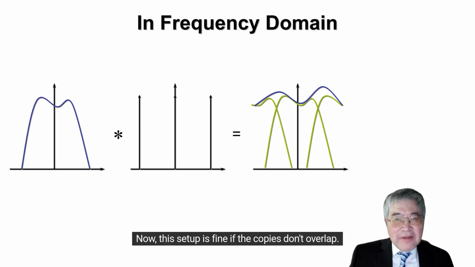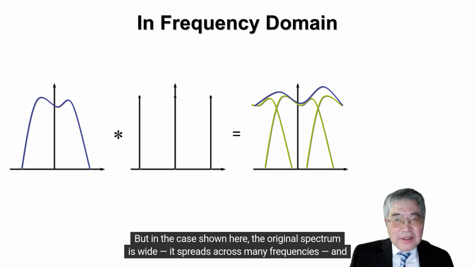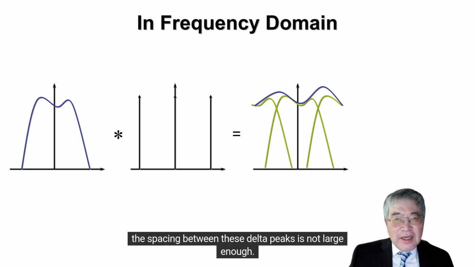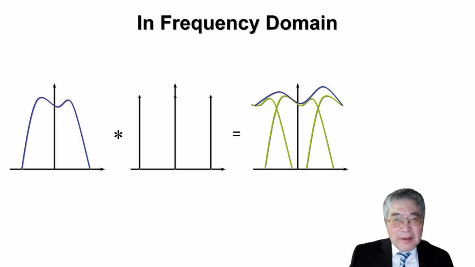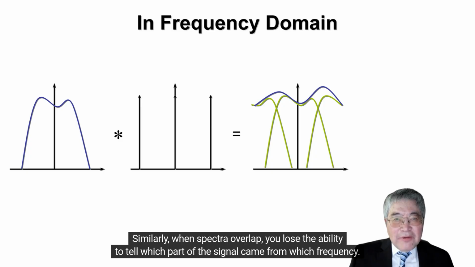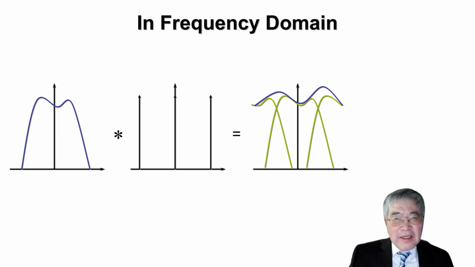Now this setup is fine if the copies don't overlap, but in the case shown here, the original spectrum is wide, it spreads across many frequencies, and the spacing between these delta peaks is not large enough. So the replicas overlap, and this overlap is what causes aliasing. Aliasing is when different frequency components get mixed together. It's like solving the equation x plus y equals 10. You can't tell how much is x and how much is y. Similarly, when spectra overlap, you lose the ability to tell which part of the signal came from which frequency. That's a problem.